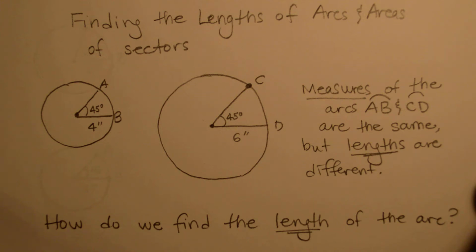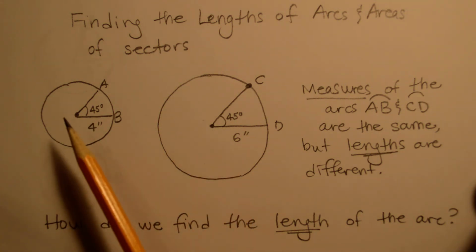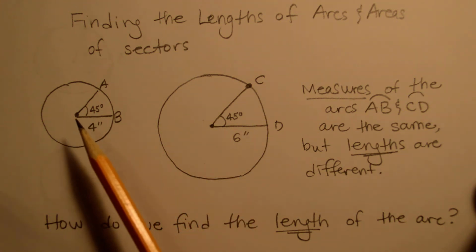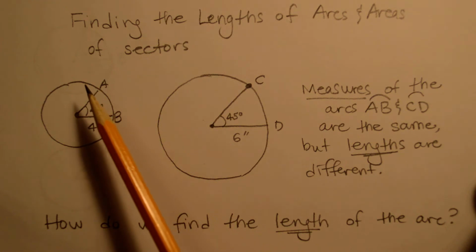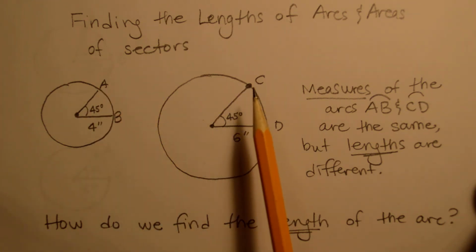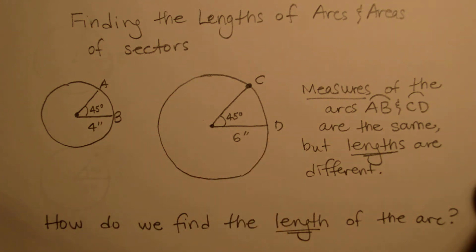and areas of sectors. So just to recap what we've done so far, as we've talked about finding the measures of arcs. So for example, if we looked at these two different circles that both have a central angle of 45 degrees, meaning the vertex is at the center of the circle, we know that because it's a central angle, that the measure of the arc here, AB, is 45 degrees, and the measure of the arc CD here is 45 degrees. So the measures of those two arcs are the same.